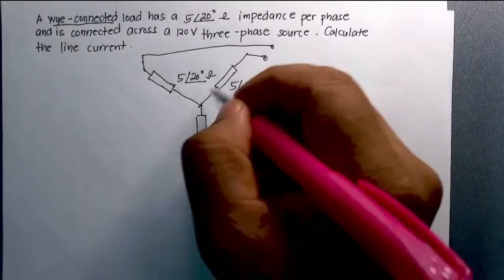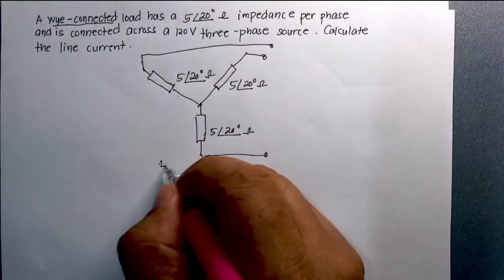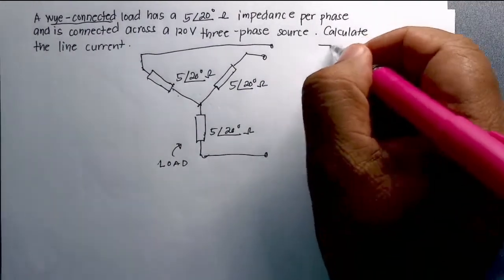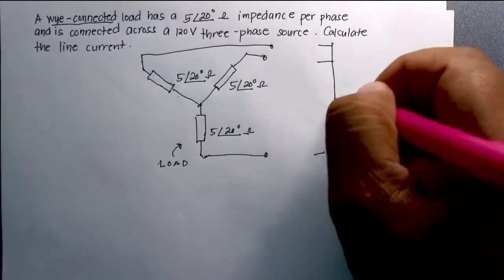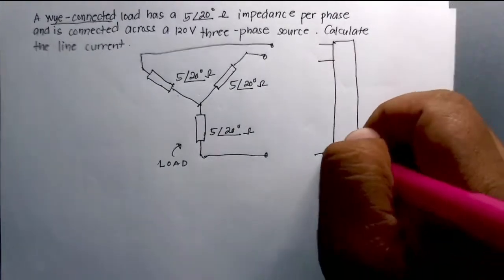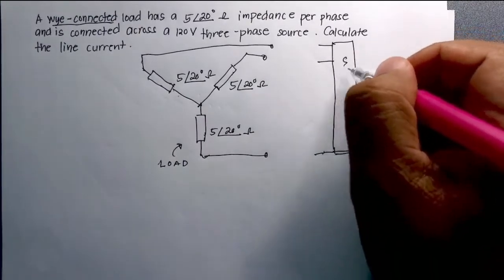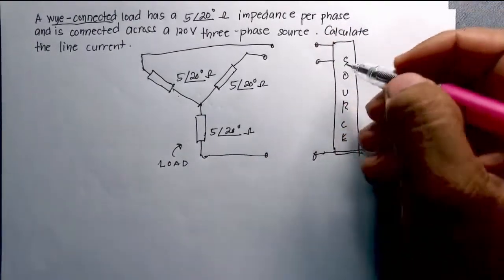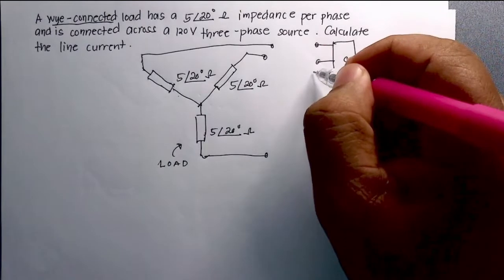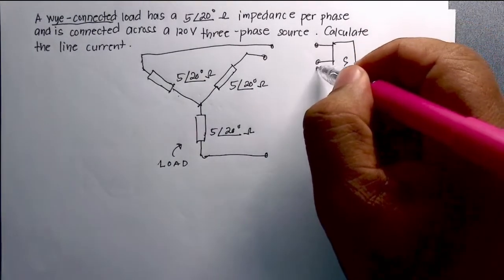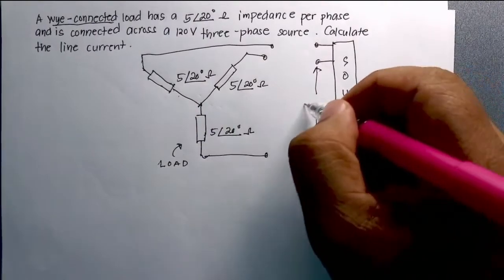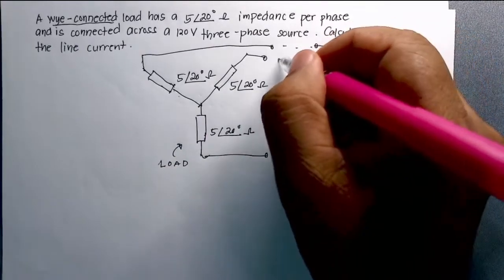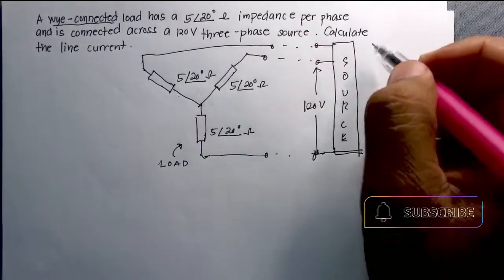This load, by the way, is connected to a three-phase source. So there is a three-phase source here. Okay, so I just make it like this one. This is my source. Let's say this terminal is 120 volts, also that one and this one. So when you connect that source and load, that will be the system.